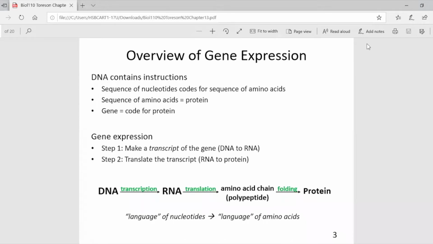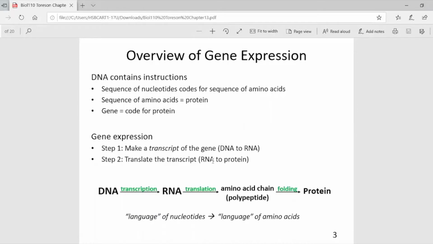On slide 3 is an overview of gene expression. Gene expression begins with DNA. DNA, we know, is the blueprint for the organism. It is the set of instructions, and the information is encoded in the sequence of nucleotides. The first step in gene expression is transcription. An RNA transcript is transcribed from DNA.